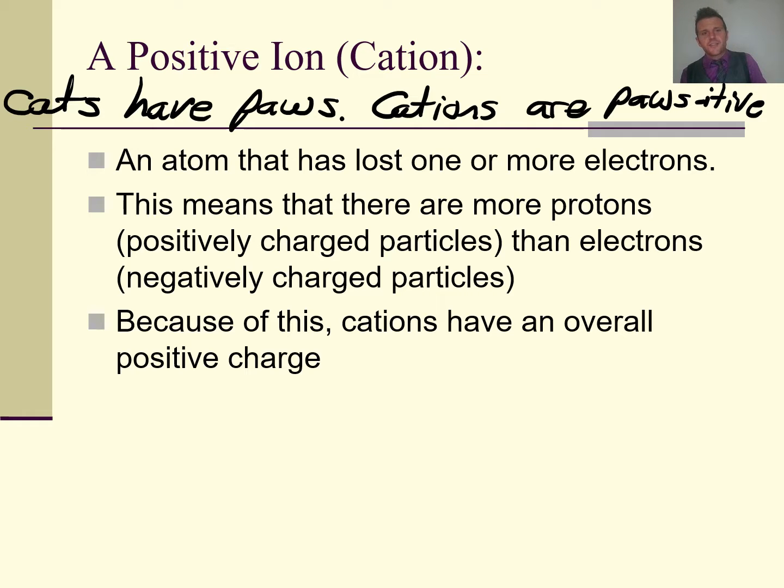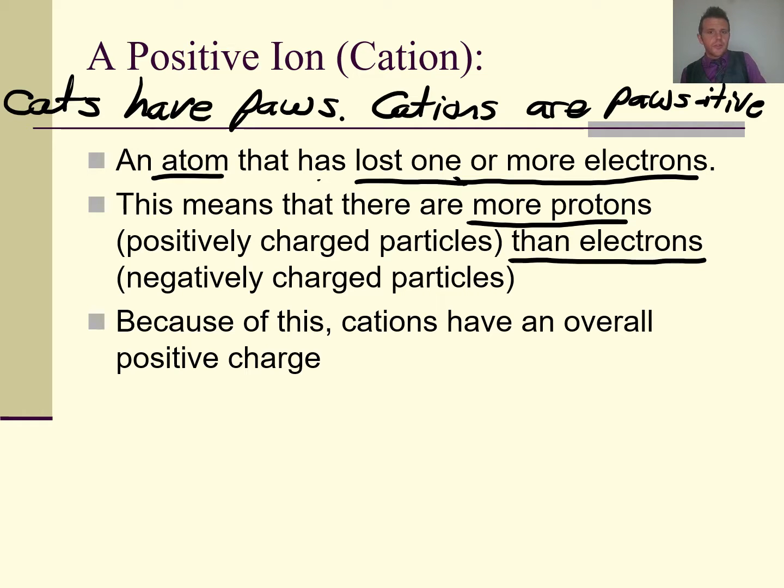So what a cation is, it's just an atom that has lost one or more electrons. What that means then is there are more protons than electrons. So for example, if I have 7 protons and 6 electrons, I can see that there is one more proton than electron. So then this would have an overall positive charge. There are more positives than negatives. So those positives outweigh the negatives, and it's no longer neutral, it's positively charged.